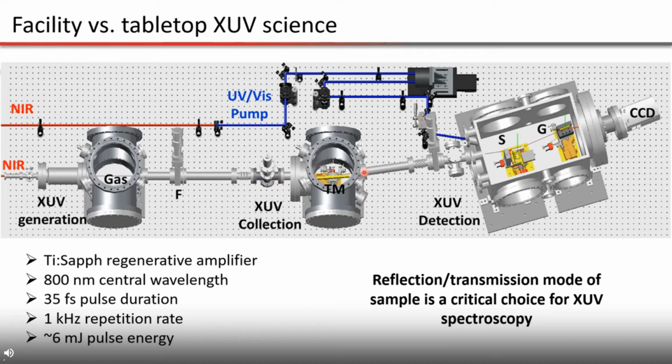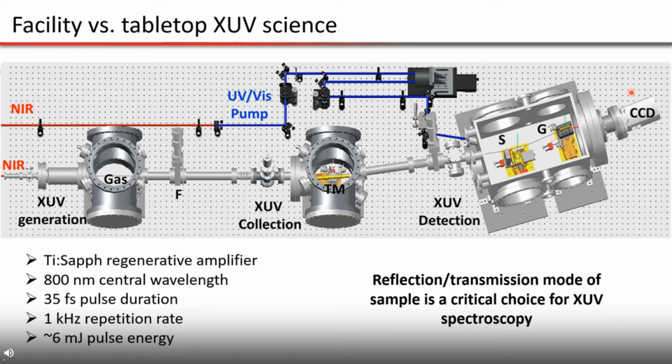The XUV beam reflects off of a toroidal mirror, which is at a grazing angle to minimize the loss of XUV absorption in the gold-coated mirror. And then from there, we just, again, go through some filters and then interact with the sample. So in our case, you'll notice that the sample is kind of in the plane of the XUV propagation. So we are actually reflecting off of the sample and then onto a grating and finally collecting on the CCD.